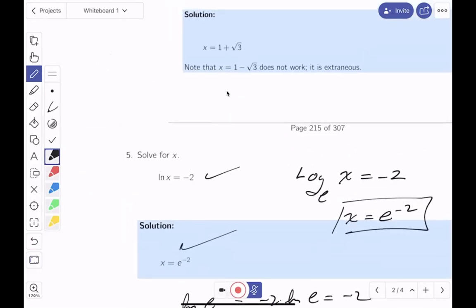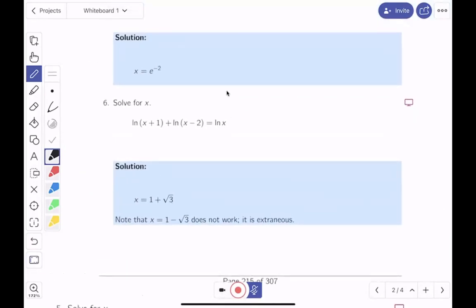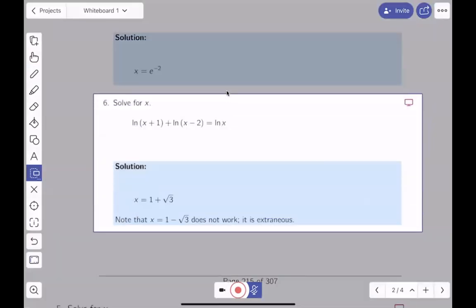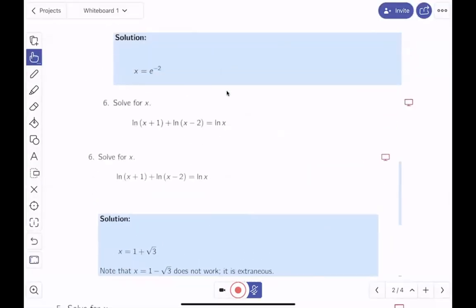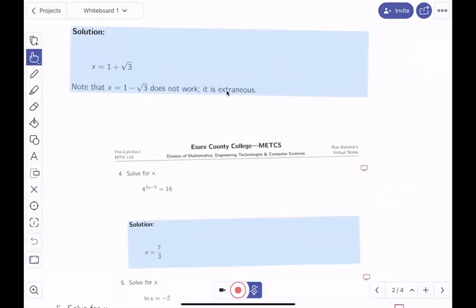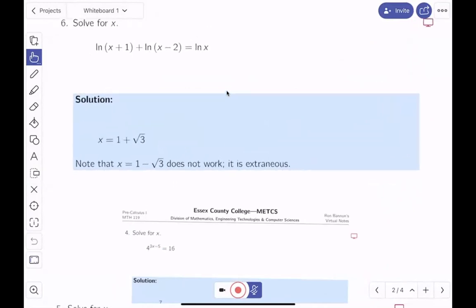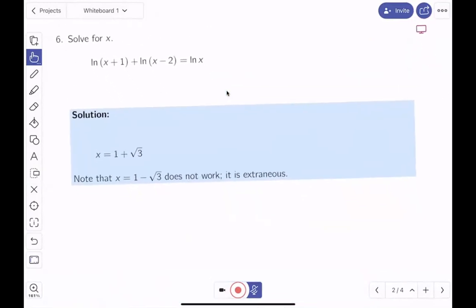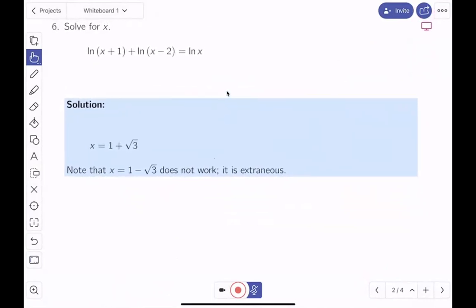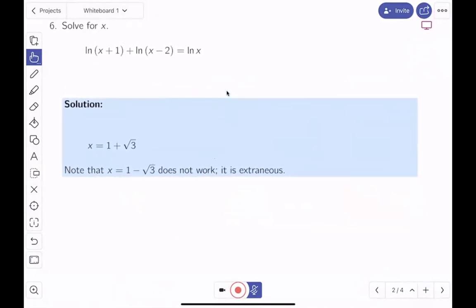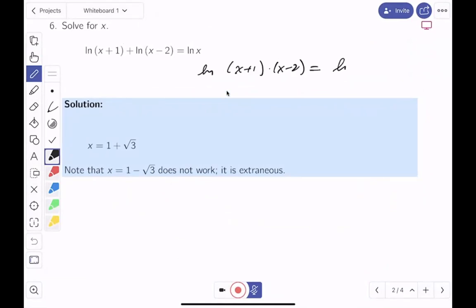All right, let's go to number 5. I'm sorry, number 6. And this is number 6 over here. All right, let's go through it in stages. All right, so I'm getting a log equation, logs equal logs. So I'm going to write it as one log equals another log. And let's write that down. So what are you going to get? ln of x plus 1 times x minus 2 is equal to the natural log of x.